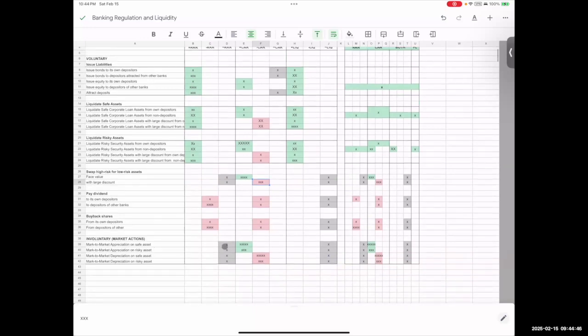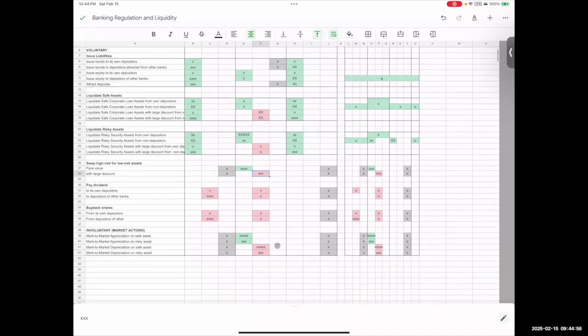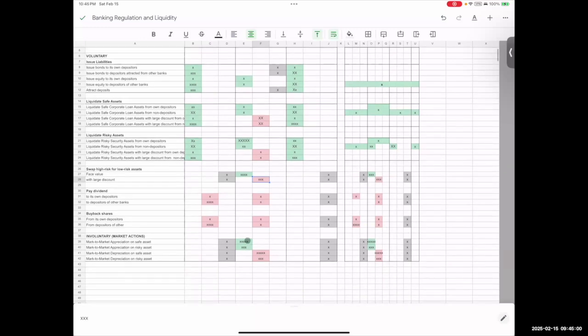They do not matter for the reserve ratio requirement, obviously, because they do not do anything with reserve or deposits, but they are going to have a positive effect on capital adequacy, and obviously more positive if we are discussing the safe asset appreciation than a risky asset appreciation, because risky asset appreciation will add risk weight.